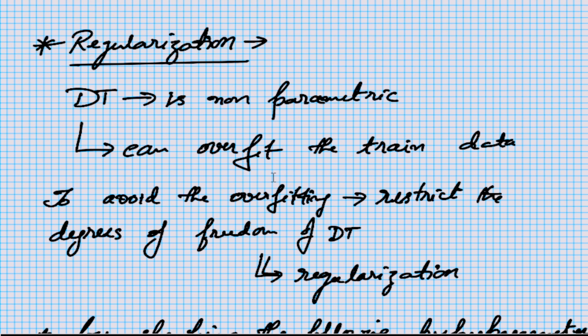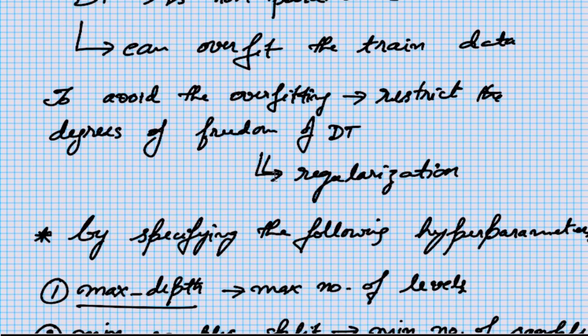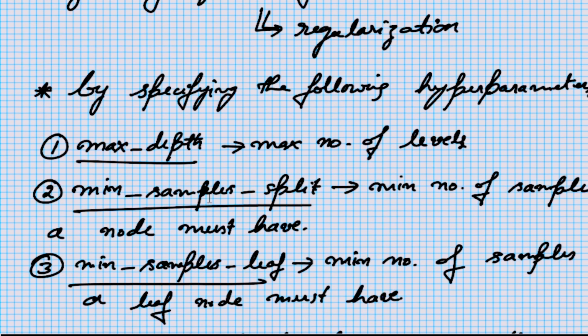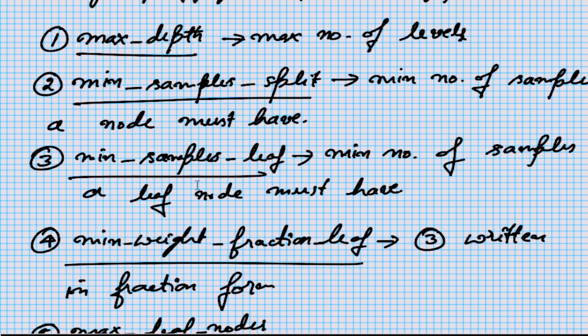But right now, when overfitting comes in, the regularization technique is called reducing the degrees of freedom. The user has to put a restriction on the number of degrees of freedom of the decision tree. So what are the various parameters, or hyperparameters, using which I can specify the degrees of freedom? We have seen 5-6 terms over there. One is maximum depth, minimum sample split, minimum sample leaf, the minimum weight fraction, etc. Many parameters we have seen here.